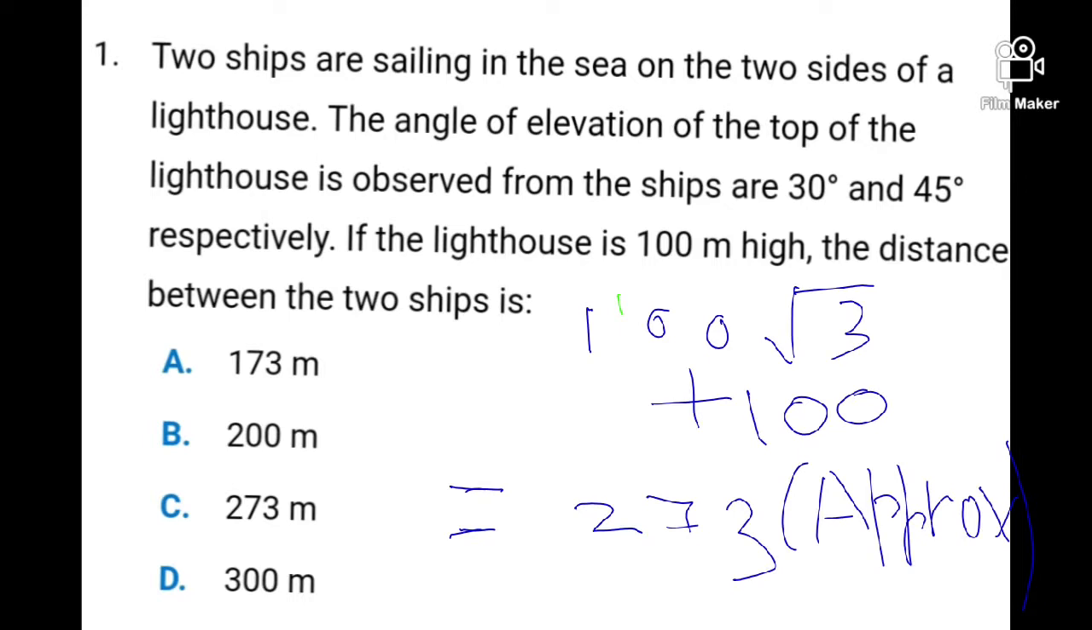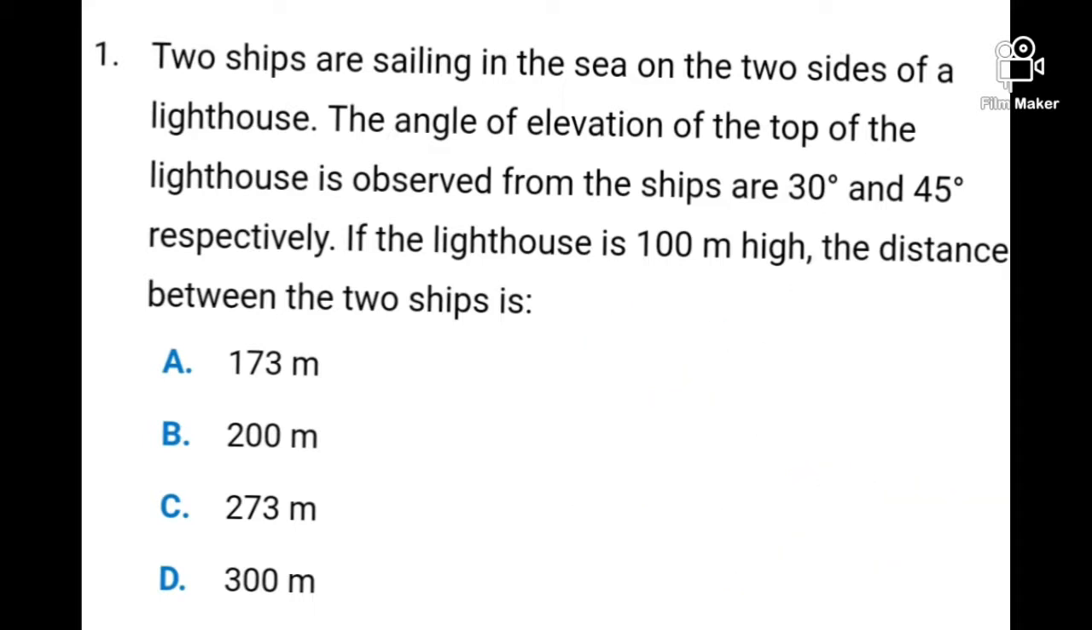So we got the value of b1 as 100 root 3 and the value of b2 as 100. So the distance between the two shapes will be b1 plus b2, that is 100 root 3 plus 100, which is equal to 273 approximately. So the answer is 273.